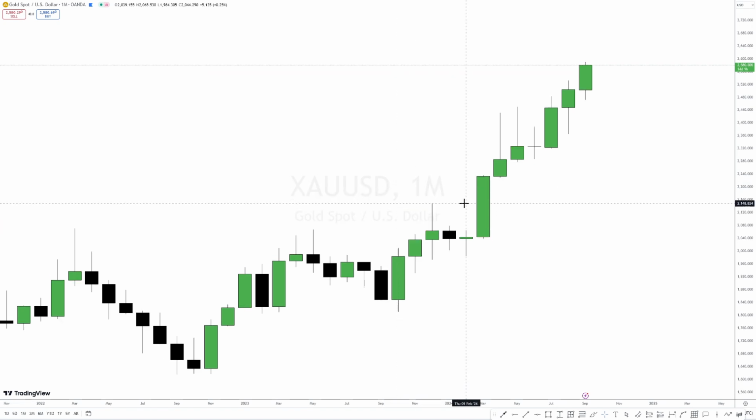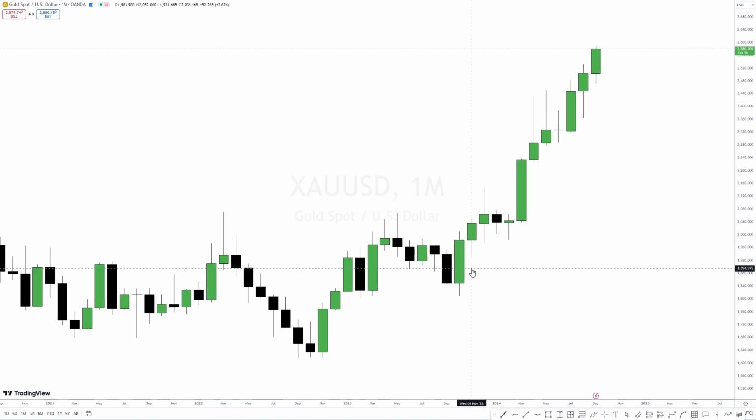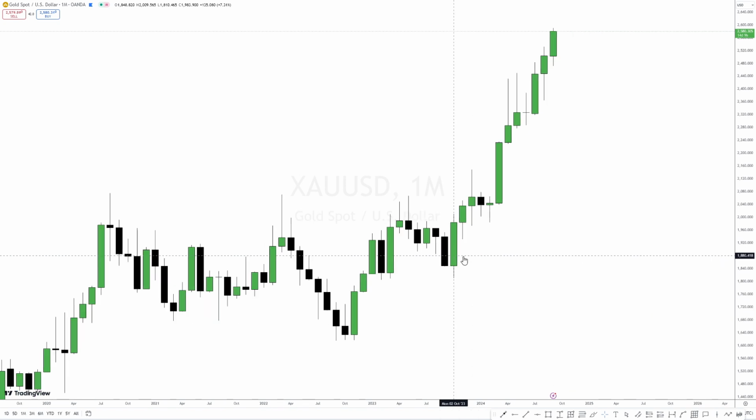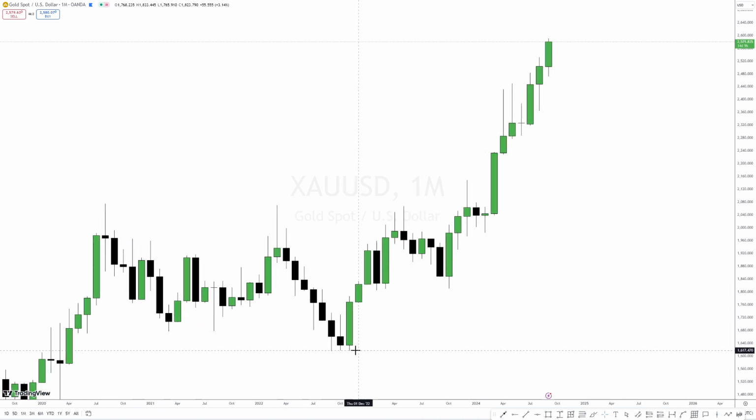Looking in front of me, I see an XAU USD 1 month chart, and it's fully bullish. What makes it fully bullish is the fact that I have swing highs that are being broken and swing lows that are being rejected. I'm talking about these swing lows being rejected, and I'm also talking about these swing highs being broken.